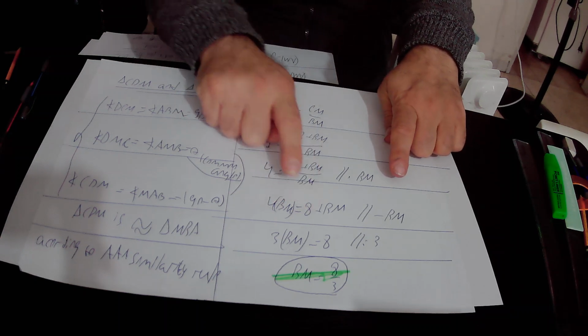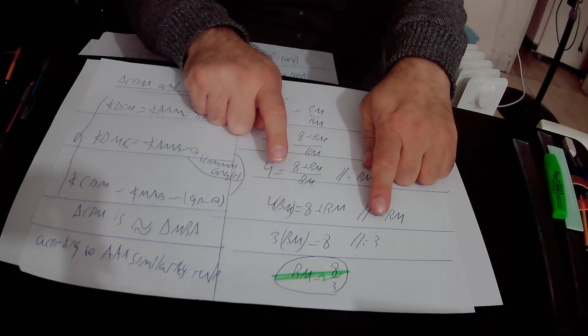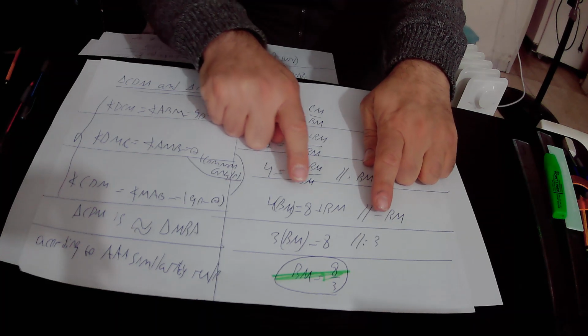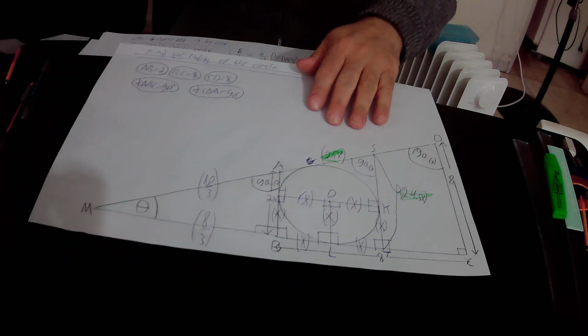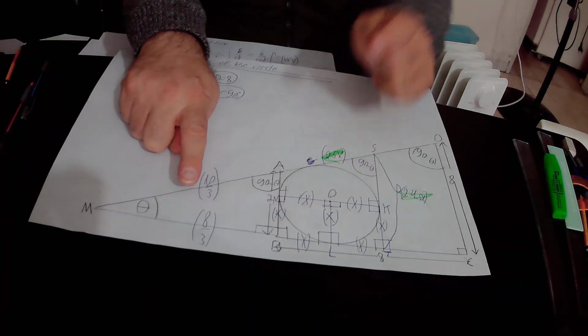This equals 8. Here we divided this equation by 3 and found out that BM equals 8 over 3 units in its length. Here this line segment BM equals 8 over 3 units in its length.